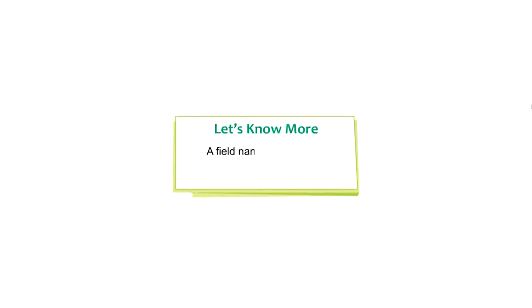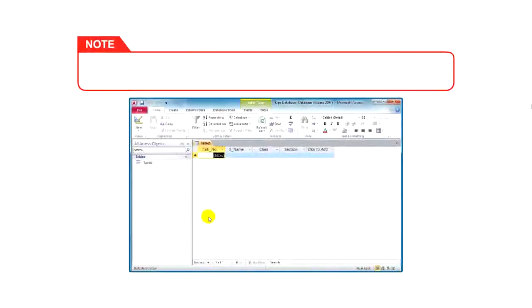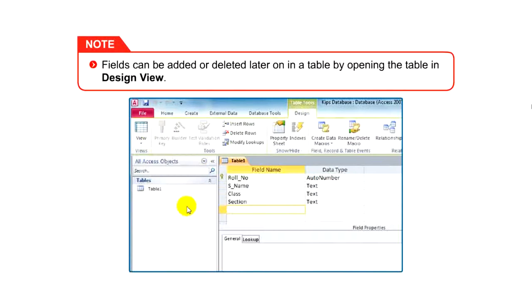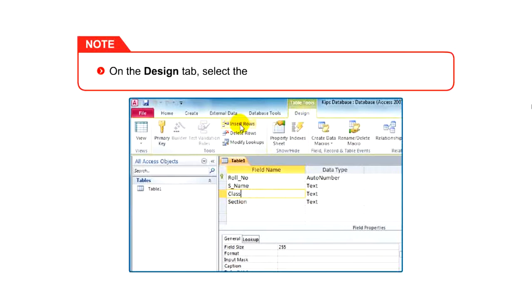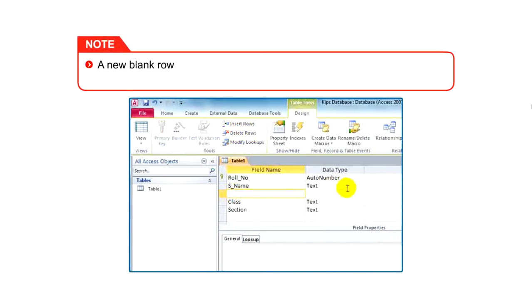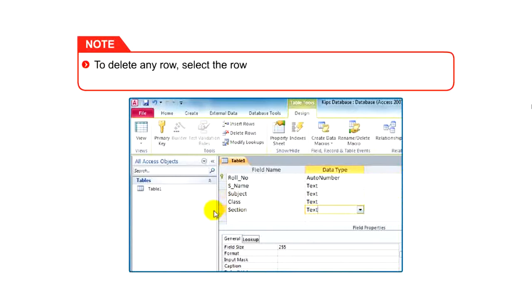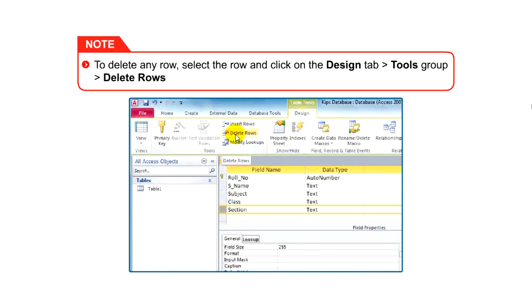Students, note that a field name can have up to 64 characters including space. Note that the fields can be added or deleted later on in a table by opening the table in Design view. On the Design tab, select the Insert Rows option in the Tools group. A new blank row will be inserted at the selected position. Define the name, data type, and properties for the new field. To delete any row, select the row and click on the Design tab. Then go to the Tools group, then go to the Delete Rows button.